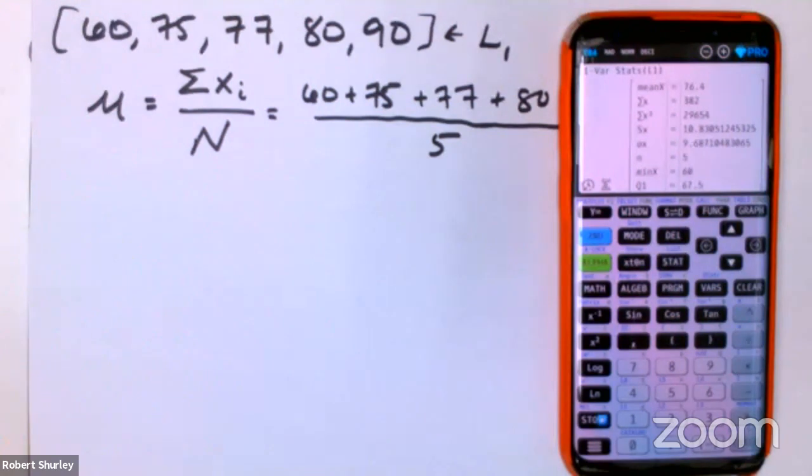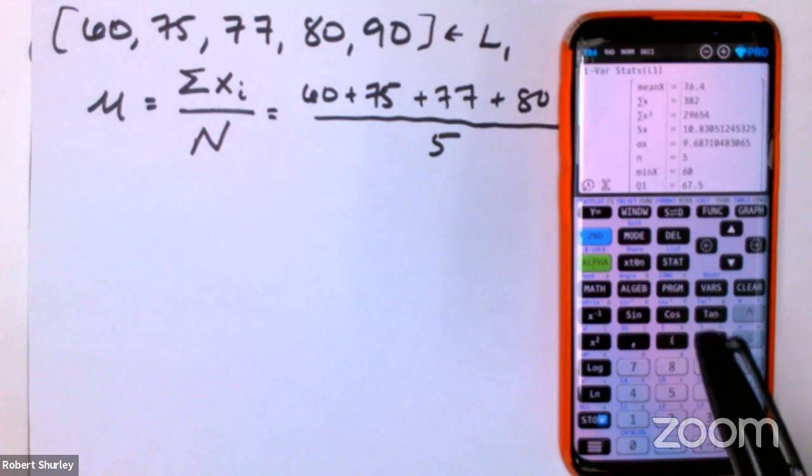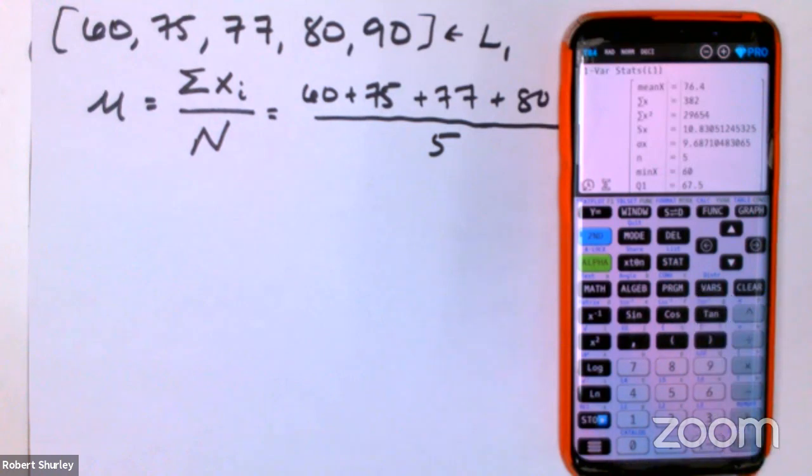I'm stuck on the closed parentheses. Yeah, the close parentheses is above the 9. And then hit enter. Yeah, I got to go back.